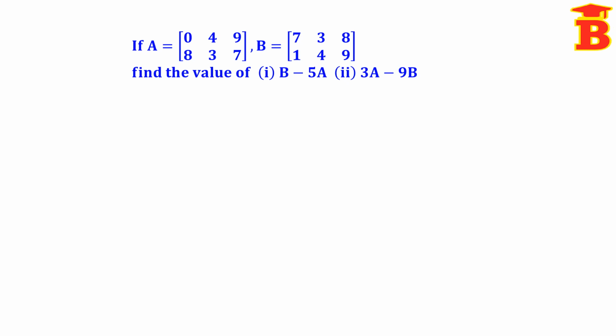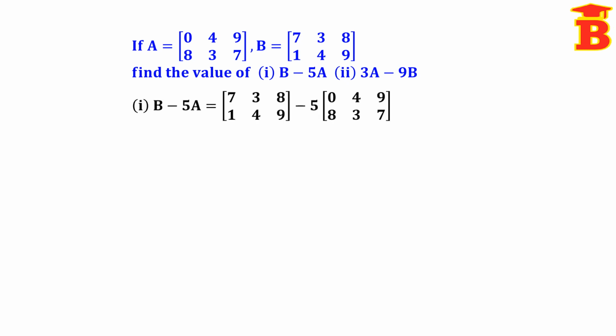Next problem, A, B, two matrices are given. Find the value of first one B minus 5A. Second 3A minus 9B. Here the matrices are of same order. Order of A is 2 cross 3, 2 rows and 3 columns. Similarly, order of B also 2 rows, 3 columns. So therefore we can add or we can subtract the matrices.